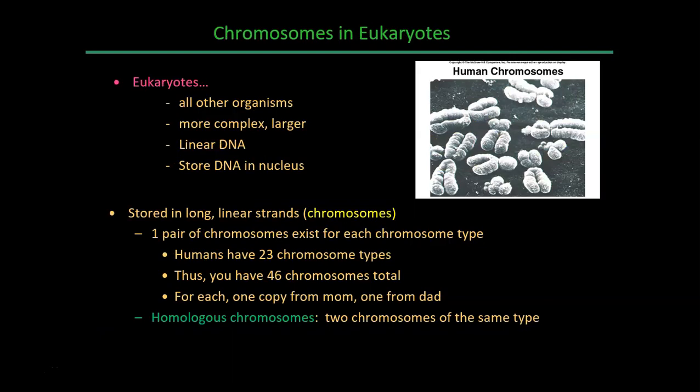So this is the type of organism you and I are. We are eukaryotes. And eukaryotes are larger and more complex organisms. Even the single-celled eukaryotes are larger and more complex than bacteria and cyanobacteria. We are different in that our DNA is in linear sections instead of circular sections, and we store our DNA in a cell nucleus, as opposed to the prokaryotes, which have no nucleus.